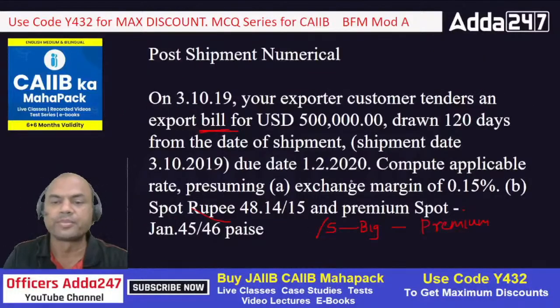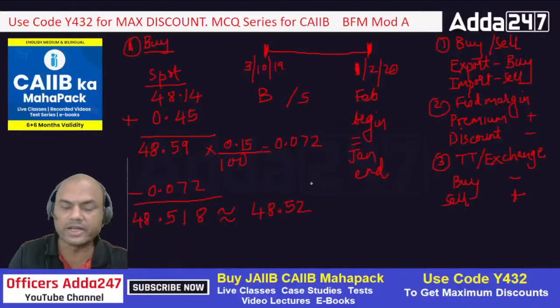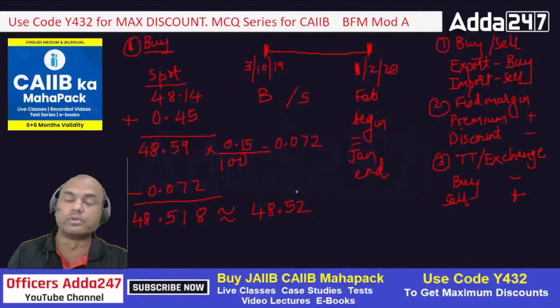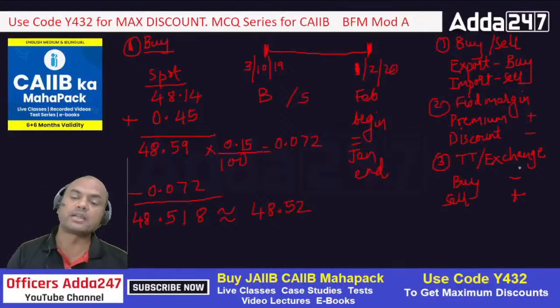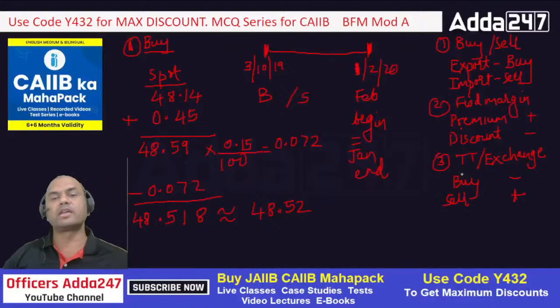And what is the question asked? Calculate the applicable rate. So this is your final rate. This is your answer to this. Okay. So 48.52. So what are the steps we followed? First, decide whether it is buy or sell. Second, decide forward margins. Third, decide TT margins. Right? For buy and sell, what did we decide? Export is buy, import is sell. Forward margins, if it is premium, then it is plus, discount is minus. TT margin, for buy, what do we do in TT margins? In TT margins, we subtract.